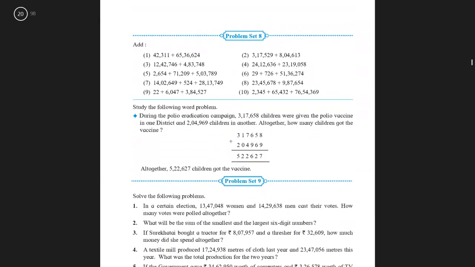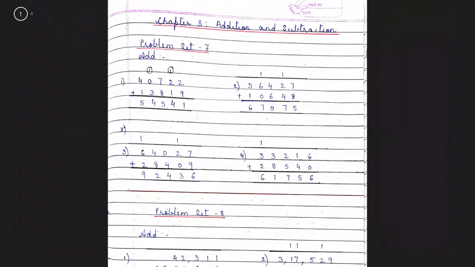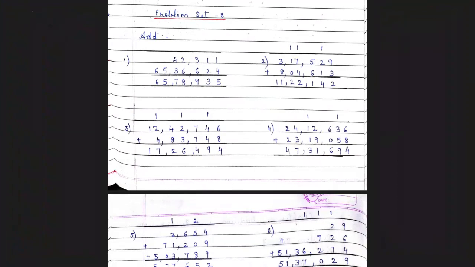Now problem set 8, there are about 10 sums. I have solved these sums for you. You will go through each one of them and you are going to do this in your classworks. First question, 42,311 plus 65,36,624.